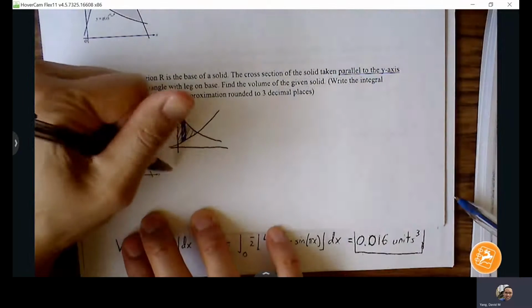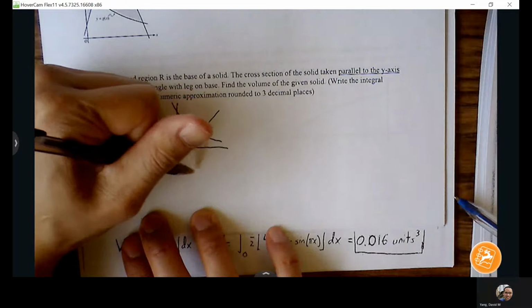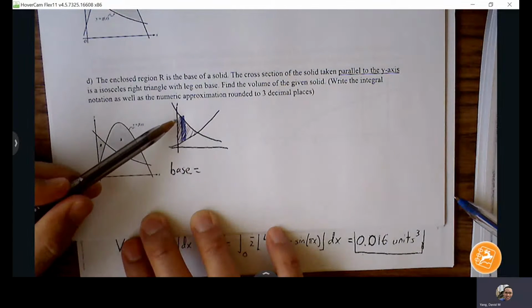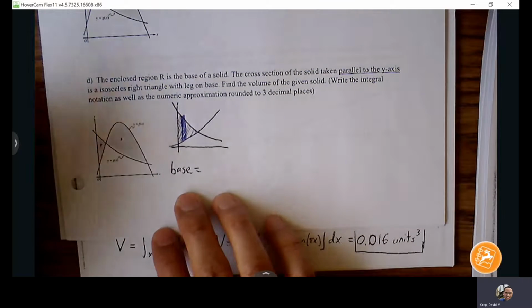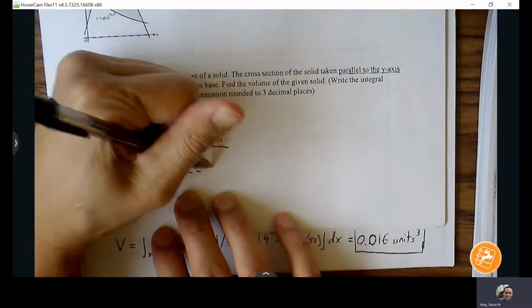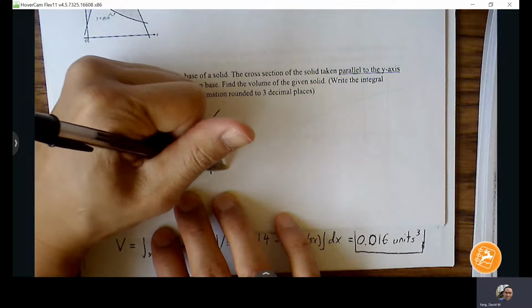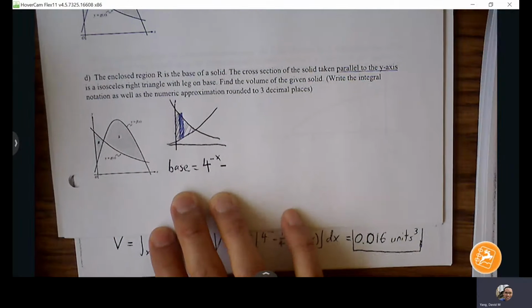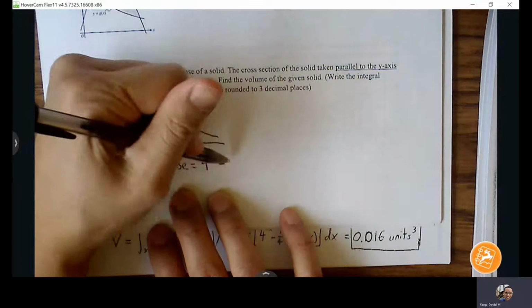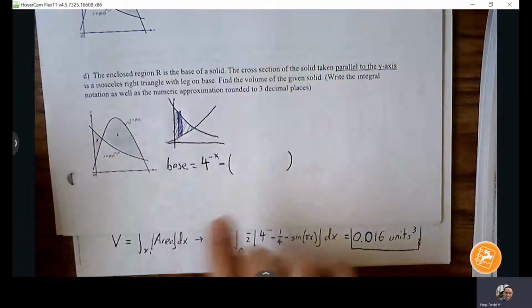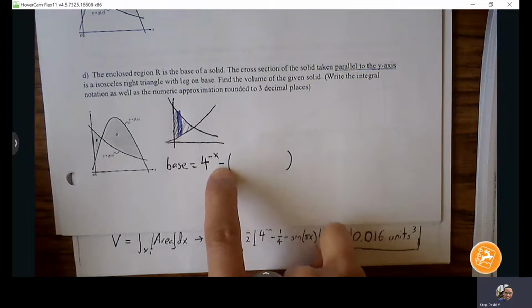Create that base first. Top is sitting on the 4 to the negative x. Bottom is sitting on the sine curve. But make sure you protect that with a set of parentheses, otherwise you may forget to distribute the negative through.